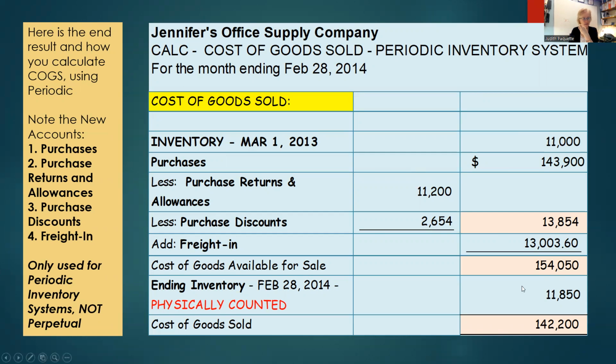In this case, it's 154,050. Okay, those 5 things. Then you run out to the floor, you take a physical inventory, and you say, this is our ending inventory. You subtract it from goods available for sale, and you get cost of goods sold. So this system works great for a small environment where you just don't have the time or computer software to track every sales cost. So you just do it periodically. And you do it by adding up those 5 things and getting this really important subtotal, goods available for sale.